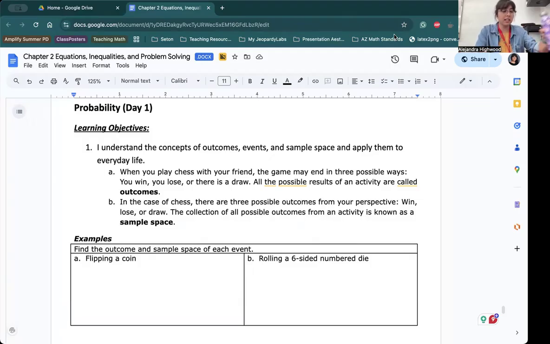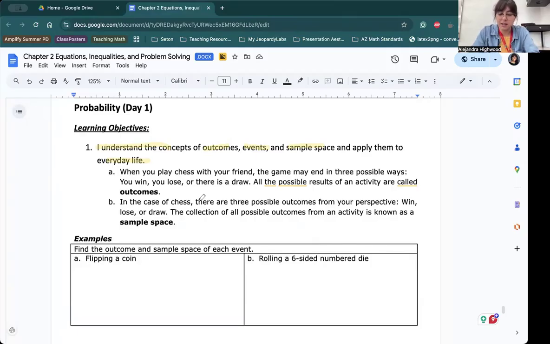We are specifically in this video talking about the first objective in our notes, which is that by the end of the lesson, we will be able to understand the concepts of outcomes, events, and sample space and apply them to everyday life.